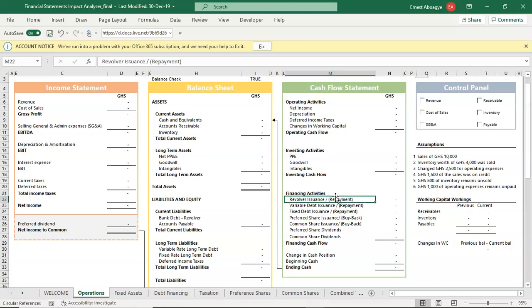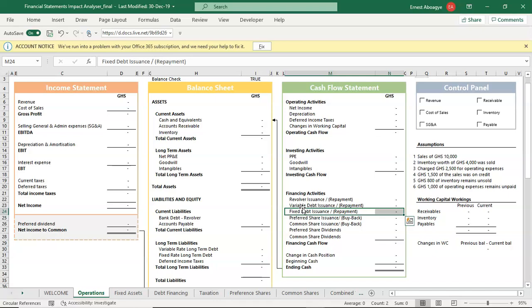So it picks the revolver issuance and repayment, that is this line, and then it also adjusts for any variable debt issuances. So any debt issuances which the interest rate will reset over a period of time, and I've explained this in the balance sheet section. If you need a recap, refer to our earlier video on the balance sheet. And then the fixed issuance or repayment.